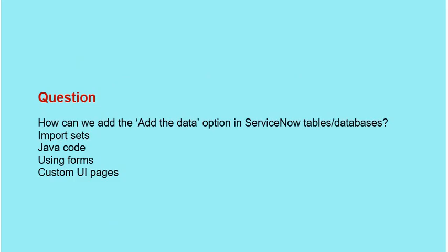Question is, how can we add the data option in ServiceNow tables databases? Option A, import sets. Option B, Java code. Option C, using forms. Option D, custom UI pages.